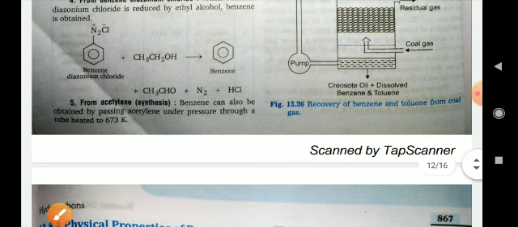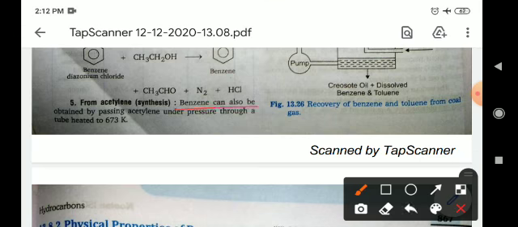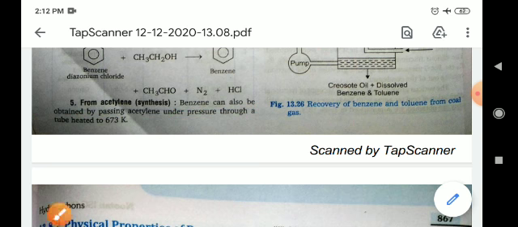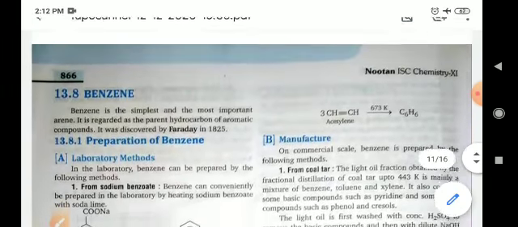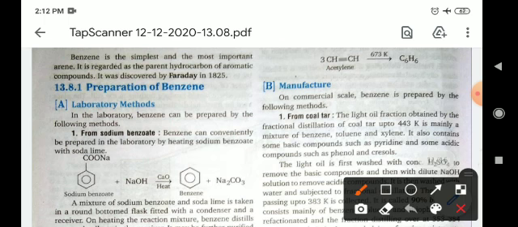Next from acetylene. Benzene can also be obtained by passing acetylene under pressure through a tube heated to 673 Kelvin. So what will be the reaction? You will take 3 moles of acetylene and react at this temperature, then C6H6 will form. Okay. So these were the preparations by which you can prepare benzene.